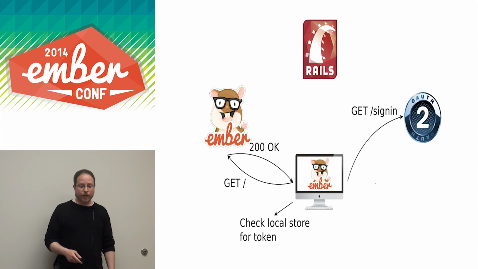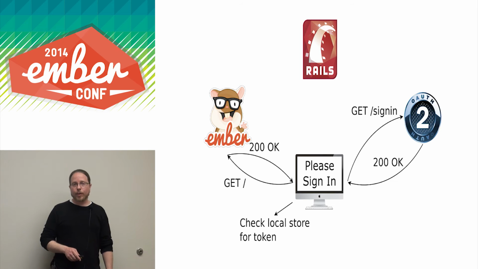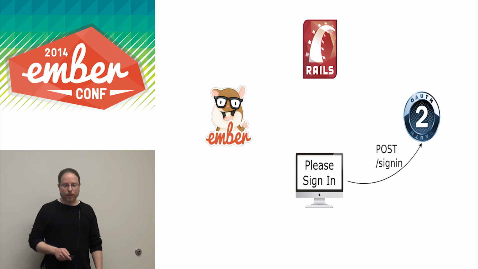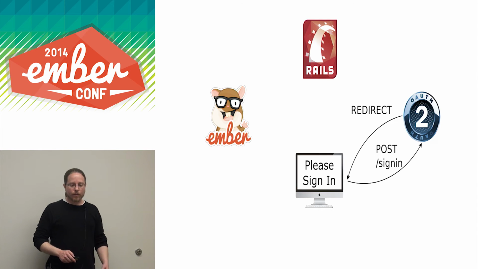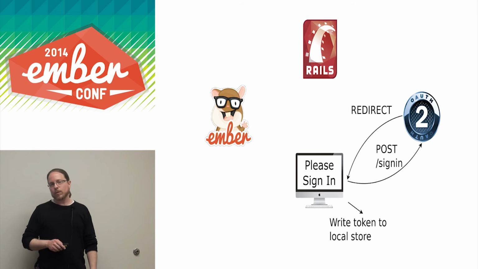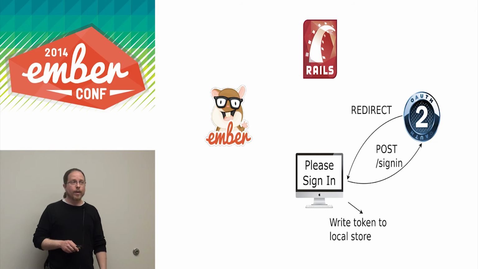The OAuth provider is, again, going to return a please sign in page that's going to have a form for the user to fill out. Once the user has completed the form and is ready to sign in, they're going to click the sign in button. It's going to go back to the OAuth provider. And at this point, they're going to be redirected again. During this redirect sequence, the OAuth provider could write the token into the local store so that it's then available for the Ember app.